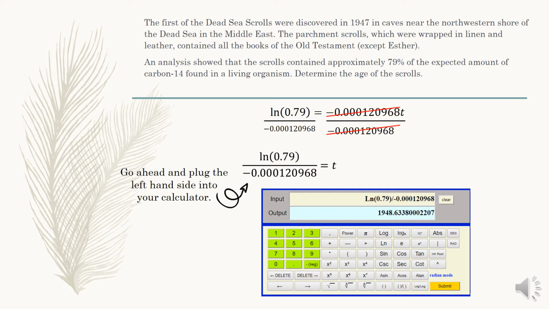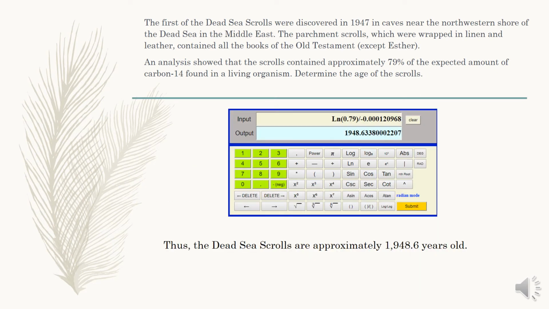Then go ahead and plug the left-hand side into your calculator. I've got a screenshot of what that should look like. And thus, now we can see that the Dead Sea Scrolls are approximately 1,948.6 years old. In 1947, that's how old they were.